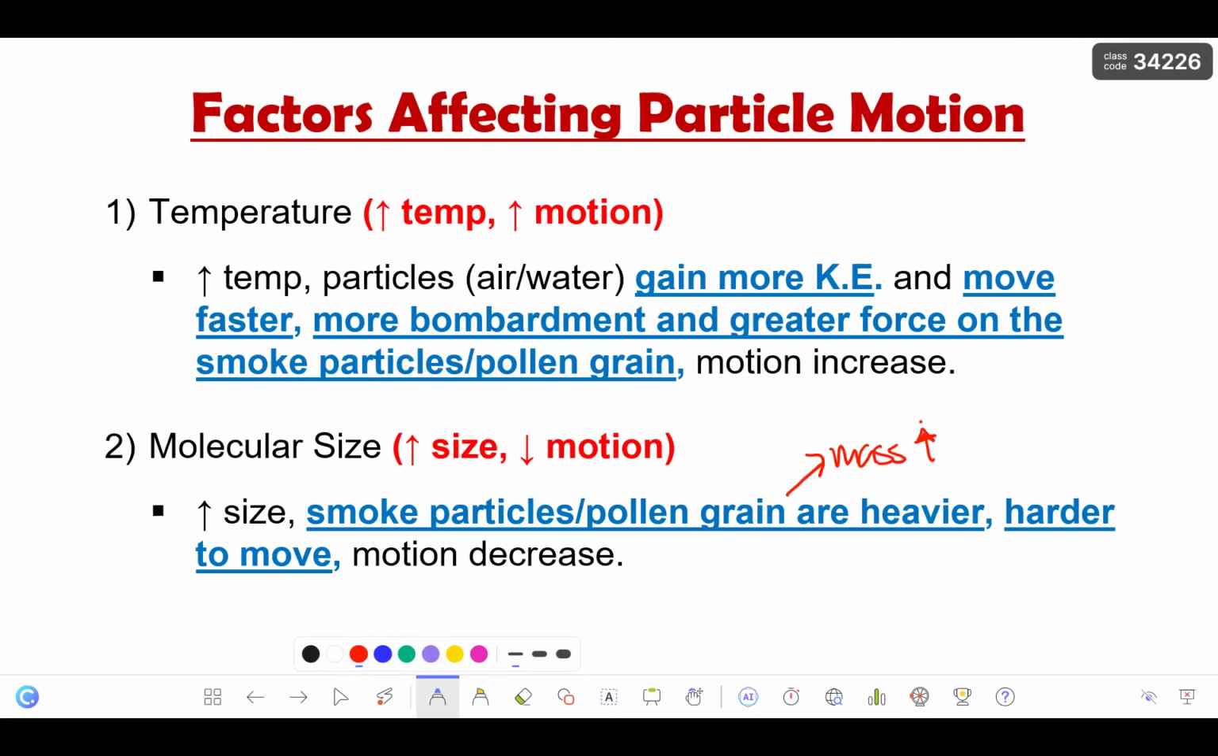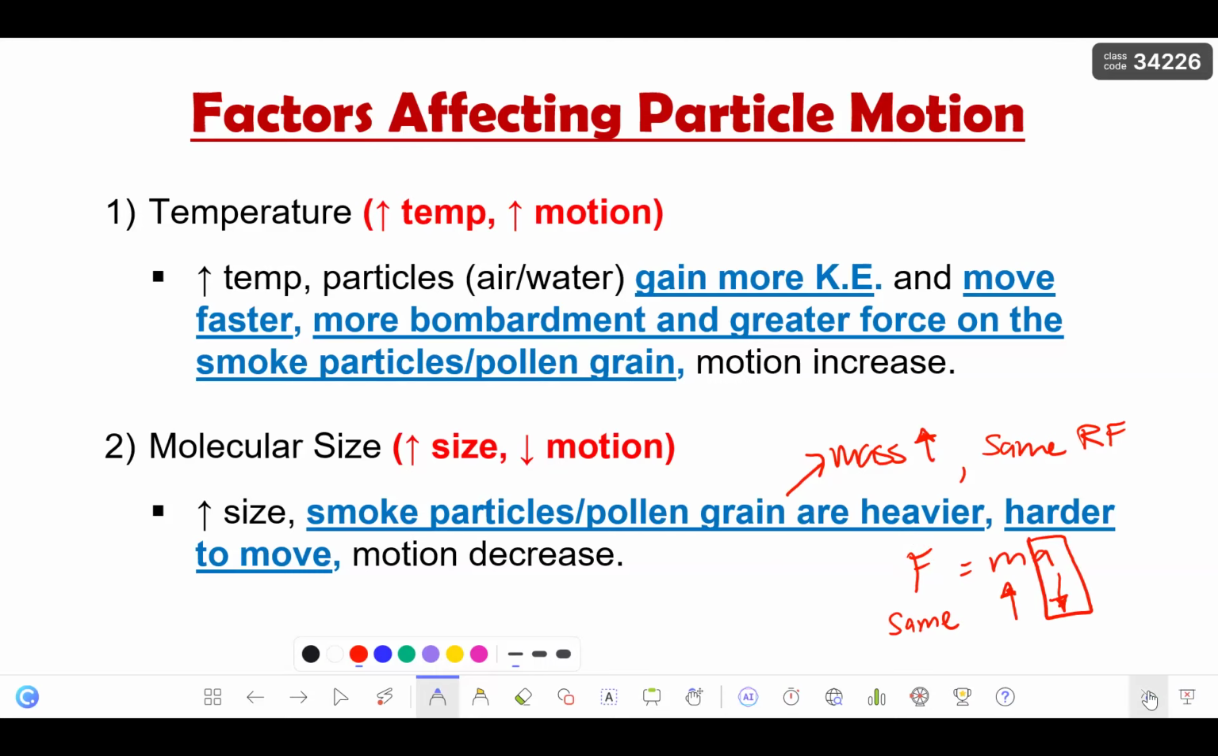Just take note that the force exerted by the air or water will still be the same. So with the same resultant force, and then using F equals to MA, resultant force is the same, because the air and the water particles do not change. It's just the smoke and the pollen grains becoming bigger. The air and the water particles move at the same speed, collide with the same force, have the same resultant force, and then with the mass increase, the acceleration will decrease. So they will move slower.